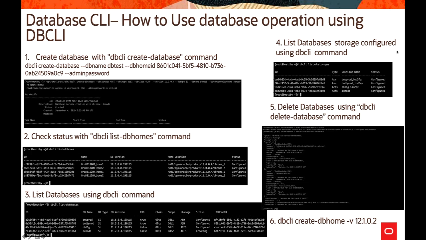You can list the database storage configured using the DBCLI command, and it shows what kind of storage is in use. On my database system, I have ACFS storage as well as ASM storage for databases. The ACFS storage represents that I might have an 11G database on a bare metal system. You can delete a database using the DBCLI delete command, and after you launch it, it takes some time and then comes up with a prompt that the database is deleted.